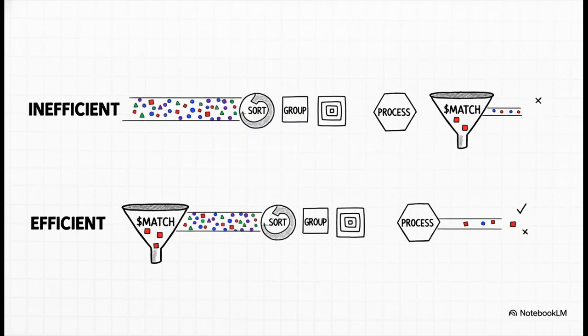Okay, a quick tip for anyone using aggregation pipelines. The number 1 most important rule is filter first. Always put your $match stage as early as you possibly can in the pipeline, preferably first. Why? Because this makes sure that all the later, more expensive stages are working with the smallest possible set of documents. It makes a huge difference.